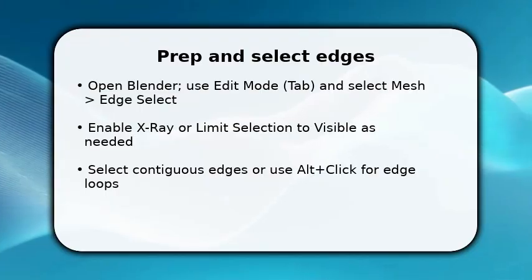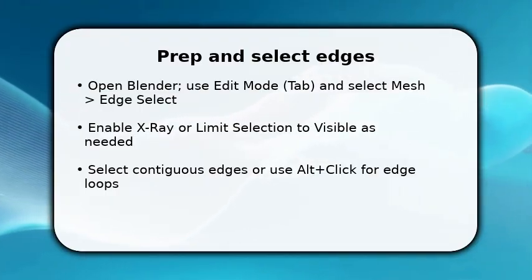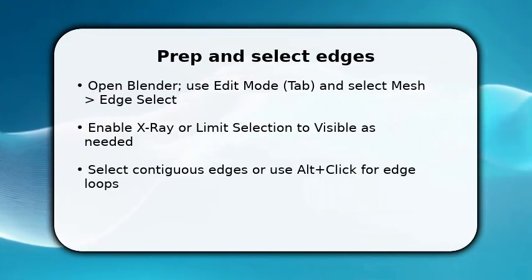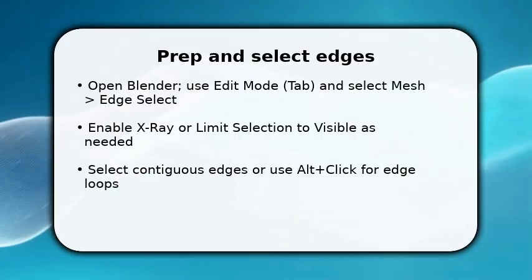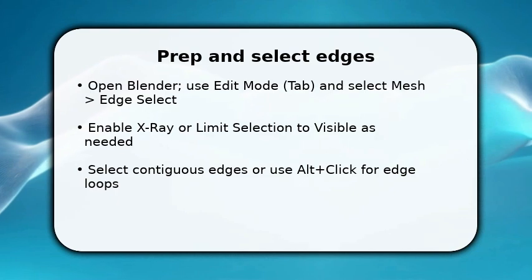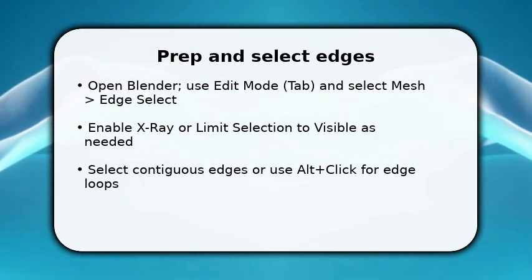You start by entering Edit mode and selecting the edges you intend to connect. This establishes the geometry context. Use Edge Select and Alt+click to grab loops quickly, and switch on X-ray or Limit selection to visible when hidden faces interfere. Once done, check normals and remove doubles with Merge by distance if vertices overlap. This prevents messy connections. You're preparing the mesh, so subsequent bridging operations behave predictably and avoid creating non-manifold geometry.